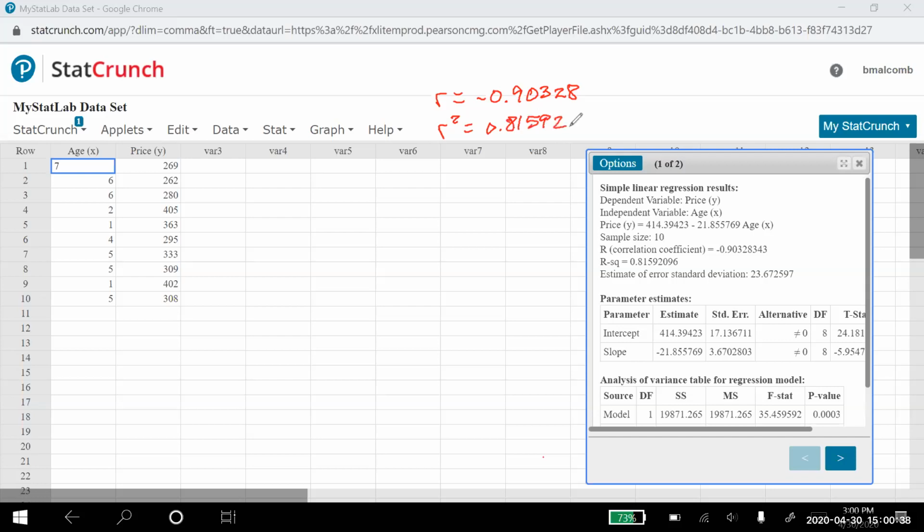0.81592. Okay, so that was just these two numbers right here. So that's what I pulled. Okay, I'm going to erase that. Okay, so I've got those values. So let's go back to the problem and see if we can answer some stuff.